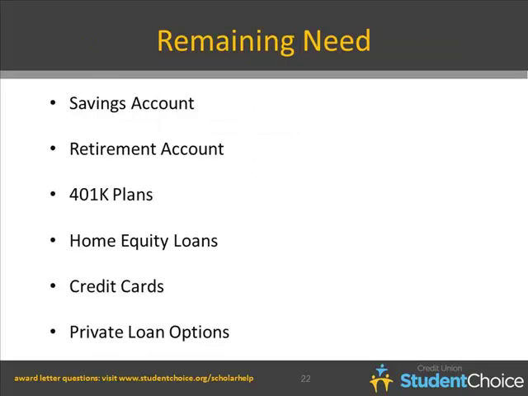So after we go through all of this process, examining our award letter, deciding what to accept or decline, potentially appealing our award letter, and going through our budget, at the very end of the day, we may still end up with a remaining need. And so this is where we figure out where that remaining need is going to come from. Are we going to borrow it through student loans? Are we going to use a 401k? Are we going to dip into a savings account or maybe take out a home equity loan?